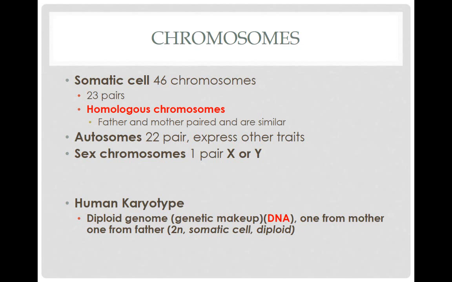So out of these chromosomes, out of the 23 pairs, 22 of them will be considered to be autosomes, which express other traits, where the 23rd pair is the sex chromosomes, and that could be two X's, it could be an X and a Y. So just as a reminder, if you had two X's for sex chromosomes, you would be a female. If you had an X and a Y, you would be a male.